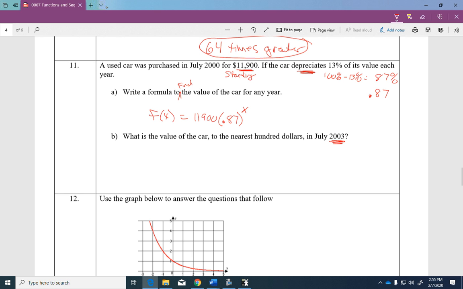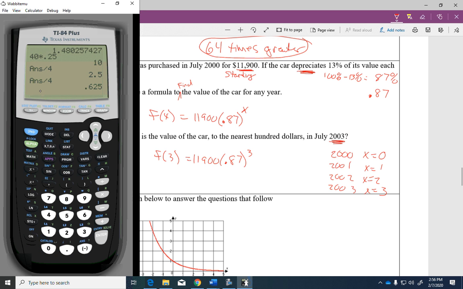So if July of 2000 was when x equals 0, then 2001 is when x is 1, 2002 x is 2, and 2003 x is 3. So we want 2003, so f of 3 equals 11,900 times 0.87 to the third power.